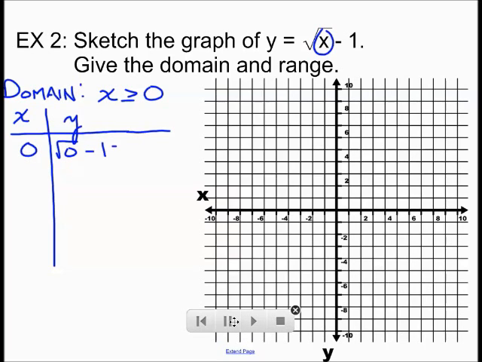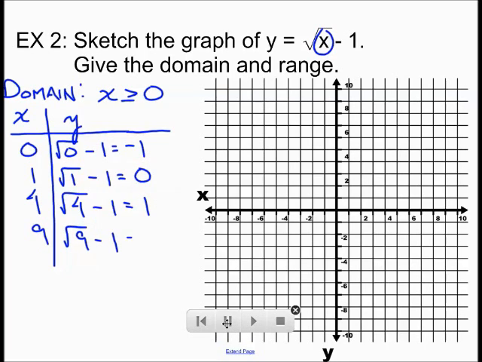Square root of 0 minus 1 should be -1. And then how about we take the square root of 1 minus 1, which would be 1 minus 1, should be 0. Let's jump up to 4, because that's a perfect square. Square root of 4 minus 1, or 2 minus 1 would be 1. And let's use another perfect square like 9. So we got a table of values complete.